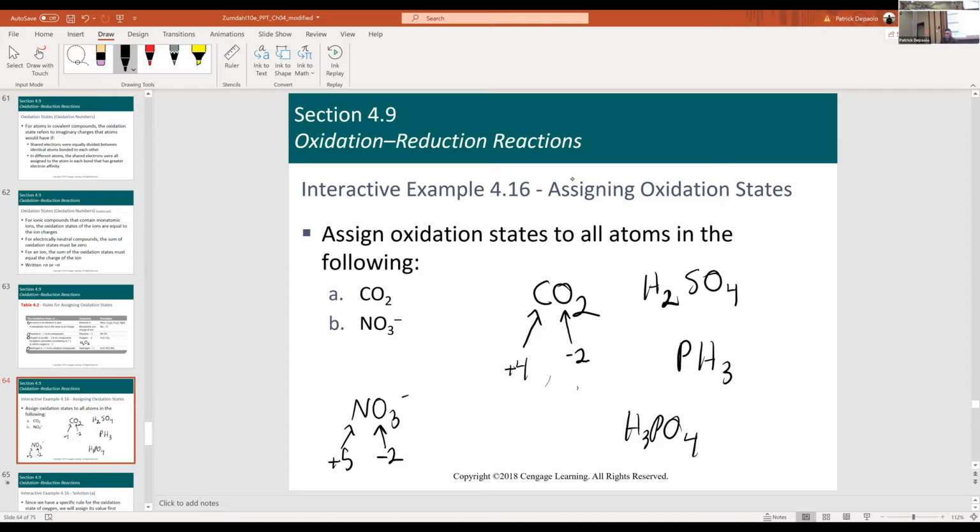Okay, let's do H2SO4. So O4, what's oxygen? -2, always -2. Hydrogen, what's hydrogen? Good, +1. Angela, thanks, you gave me numbers, awesome. Sulfur. What would sulfur be in this case? Not 0. Good job, Angela. +6.